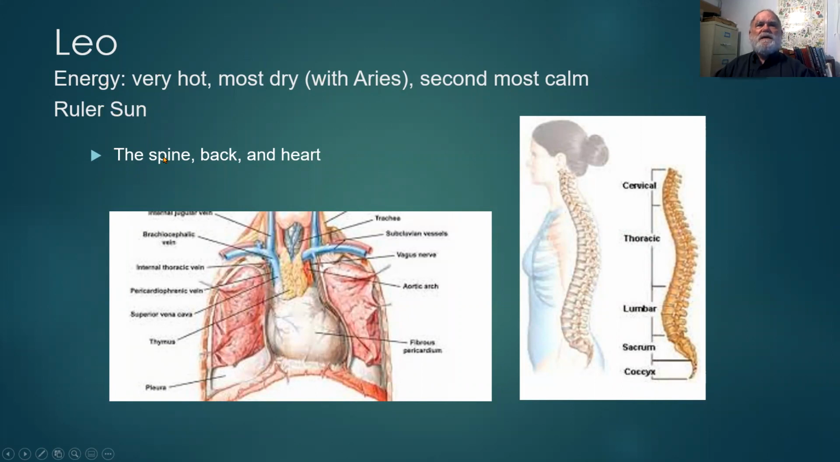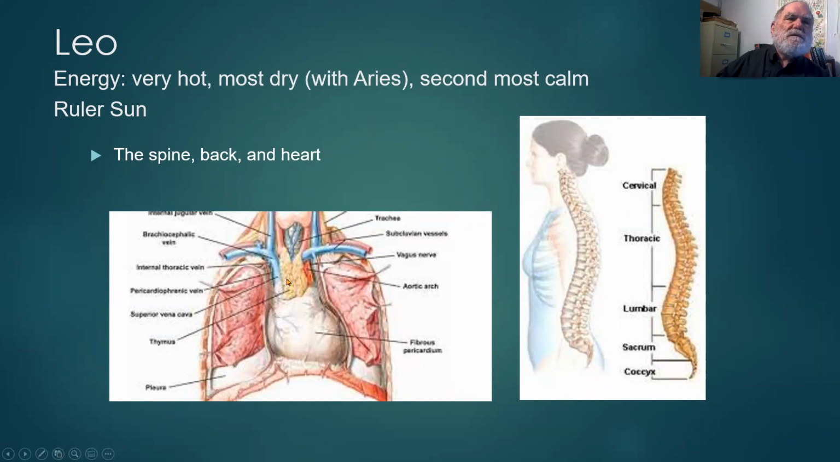It rules the spine, in the back, and the heart. For the spine, it rules the whole spine, all the way from the little tip of the coccyx all the way up to the atlas and axis that hold up the skull. That's all ruled by Leo. And that's a map of it. The back and then the heart.